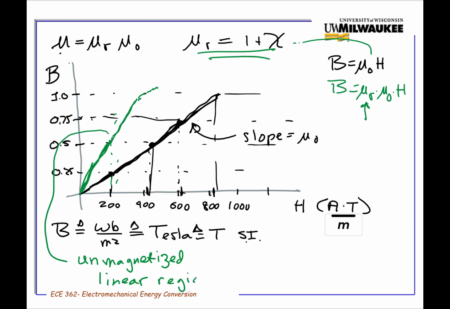What that means is that the mu r is going to be some value, and typical mu r's for ferrous material are anywhere in the range from around 2,000 to 200,000. It's in this kind of range. It's a pretty big number.